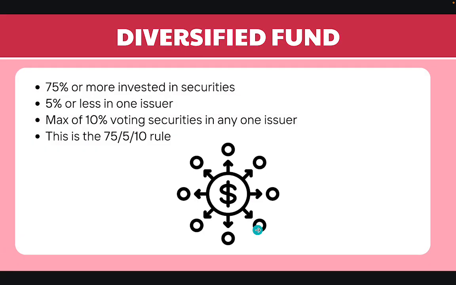A diversified fund, we've talked about this before. The definition is 75% or more is invested in securities, 5% or less in any one issuer, and a max of 10% of voting securities in any one issuer. So that's the 75-5-10 rule.